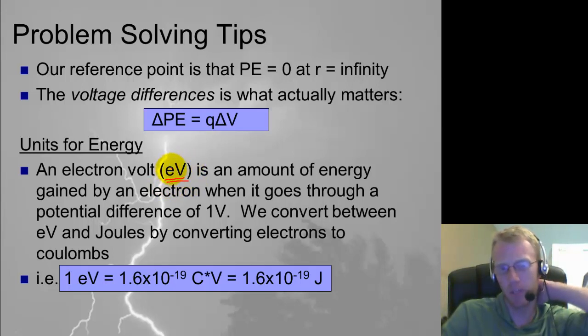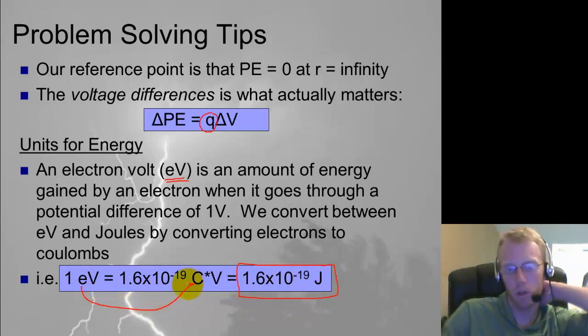So you've got to be able to convert between electron volts and joules. To do that, you have to convert between electrons and coulombs, which, lucky for you, you already know the conversion factor. So electrons to coulombs is the same as electron volts to joules. So 1.6 times 10 to the negative 19th is your conversion factor.